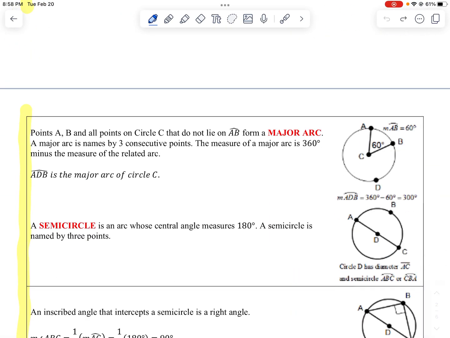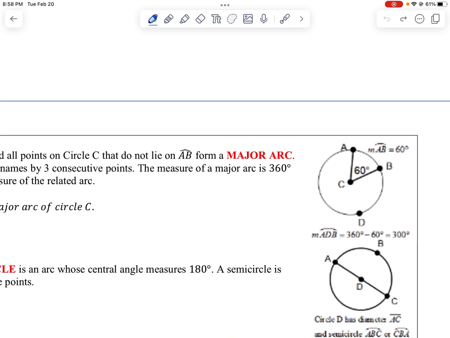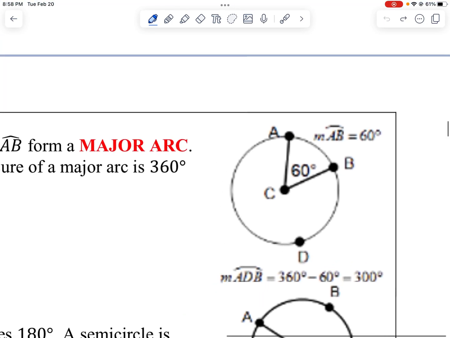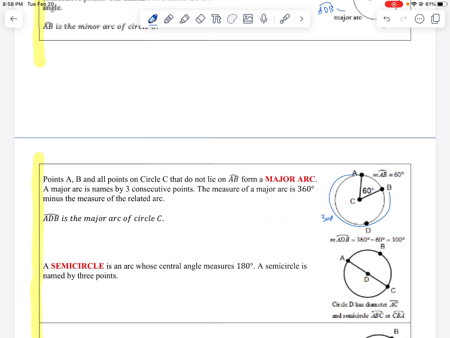Next thing to be aware of, these are actually just saying the same sorts of things. If you happen to know an arc measure, like this is 60 degrees, then you can get the other side just by taking 360 and subtracting out the 60, and this far around is going to be 300 degrees. So you can use logic to work your way through that.